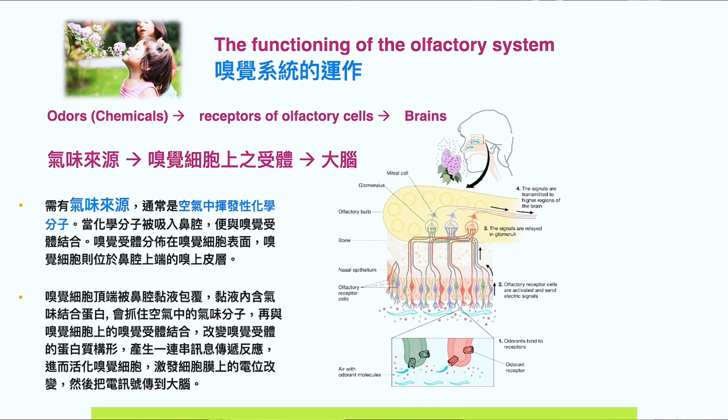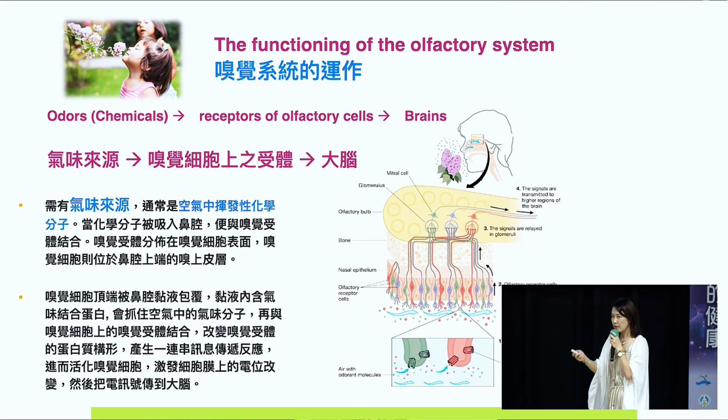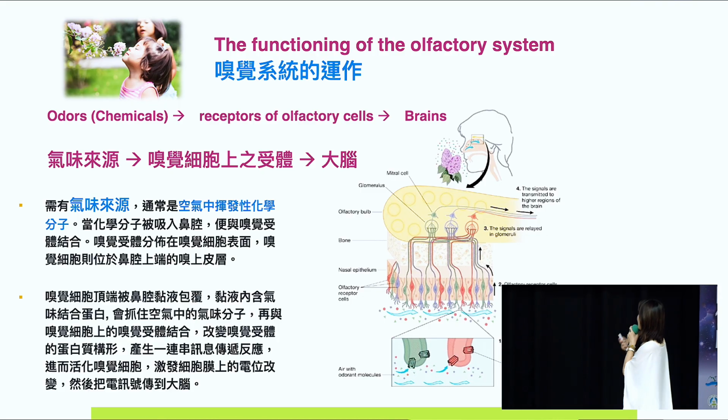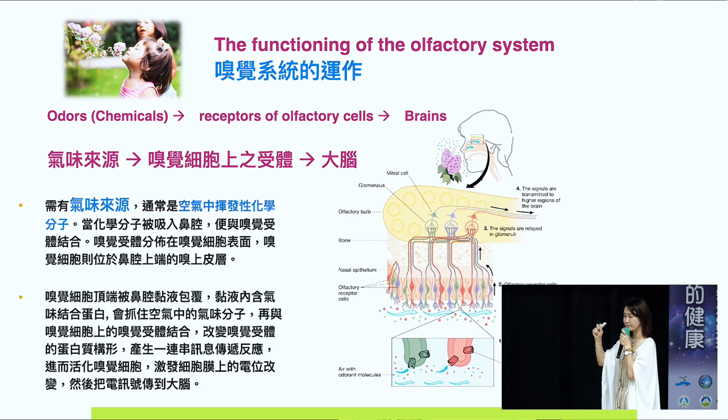Then let's take a look at smell. We can smell because of the olfactory system in our bodies. When you smell some food or some odors, that's actually chemicals entering our olfactory system, and the receptors of the olfactory cells interact with the chemicals and turn them into signals to your brain. Now you smell something.